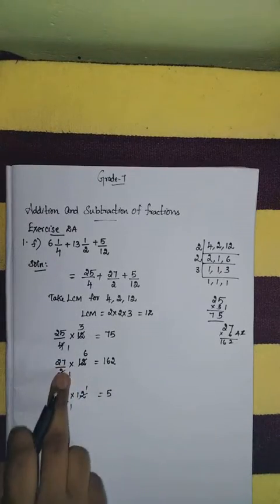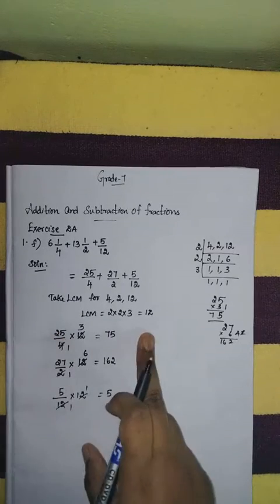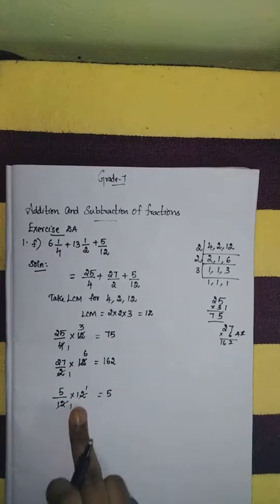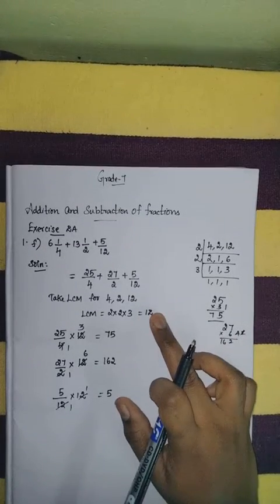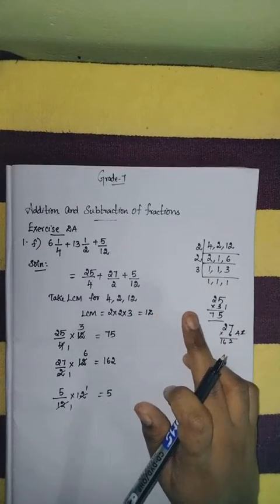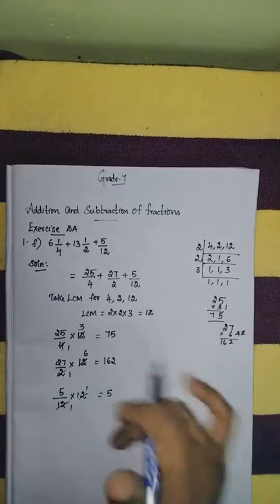See the other steps. Other numbers we are getting different numerators. For 5 by 12 we are getting the same numerator because already the denominator is 12. So our LCM is also 12, so the numerator will not change. Okay, so we have completed.